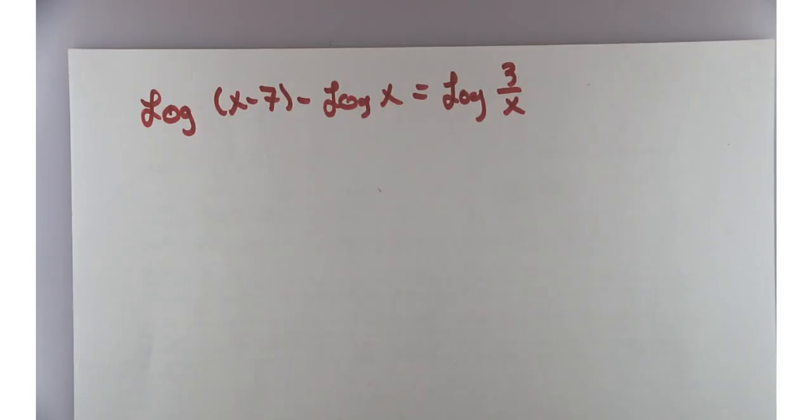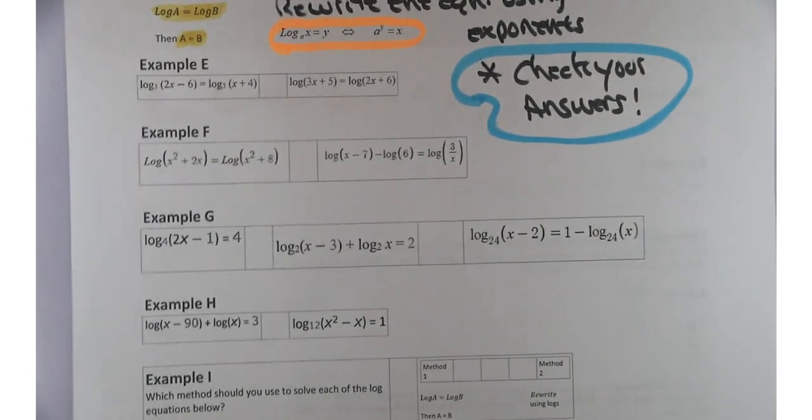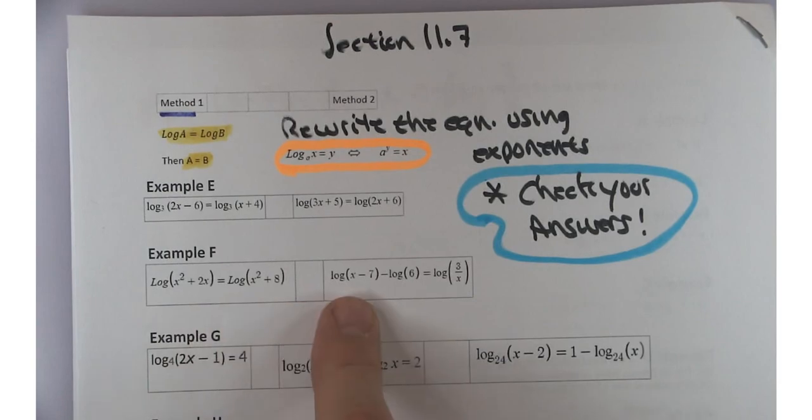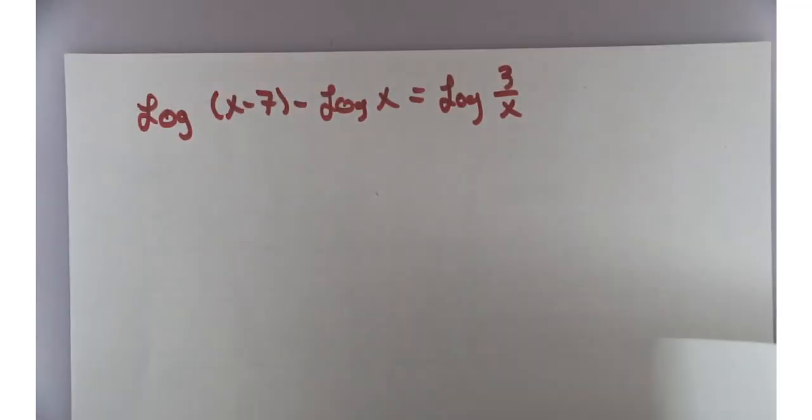No. Carl? Are we doing F2? Yeah, second one in F. Isn't it log 6 in the middle? Is it log 6? Let me see here. Oh, it is a 6. Okay. Thank you.